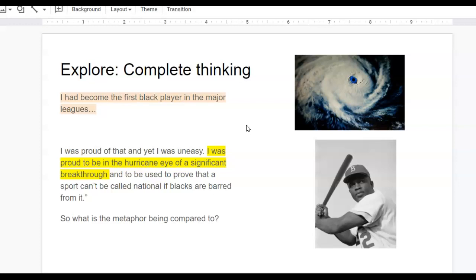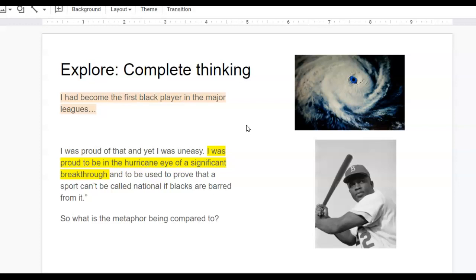I had become the first black player in the major leagues. I was proud of that, and yet I was uneasy. If you do not know what uneasy means, you can look it up in the dictionary, but I'm going to go ahead and tell you what it is. Uneasy means you don't feel comfortable with something. You're kind of anxious about to do something, or maybe you're in an uncomfortable situation. So maybe you feel uneasy about taking an upcoming test. So just a little nervous, right?